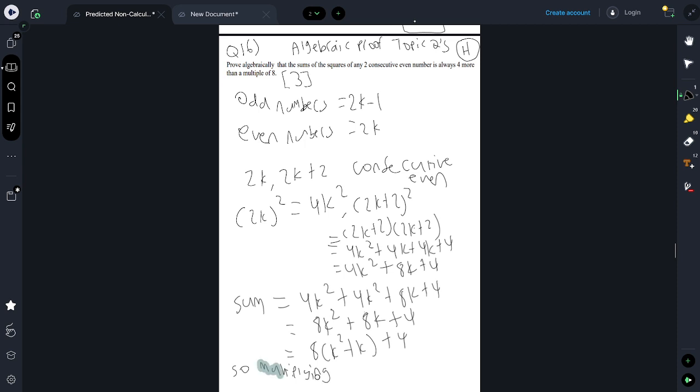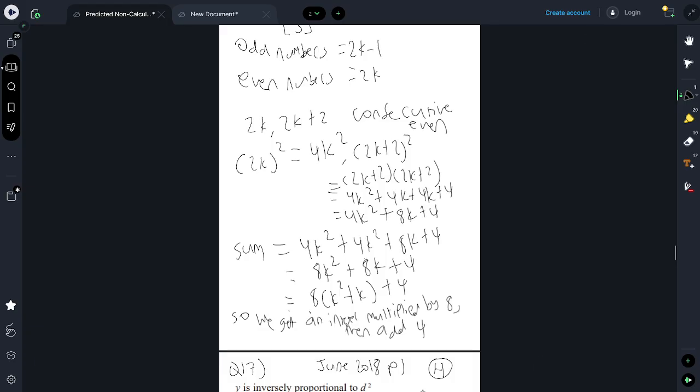Okay, let's rephrase. So we get a number, which is the bracket, k squared plus k. So we get an integer, a whole number, multiplied by 8. Then we add 4. So that's our proof done.